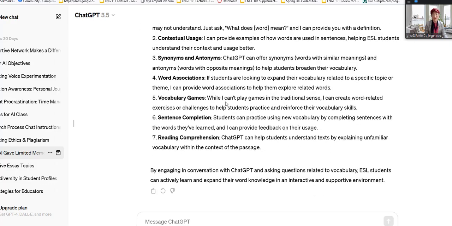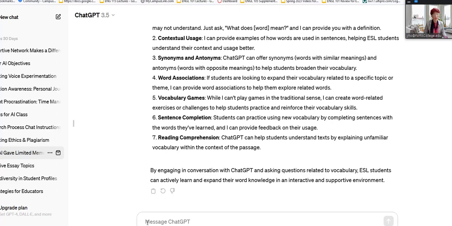Vocabulary games. Here ChatGPT can provide word-related exercises or challenges to help students practice and reinforce their vocabulary skills. Sentence completion. Students can practice using new vocabulary by completing sentences with the words they've learned, and ChatGPT can provide feedback on their usage. Reading comprehension, we're going to cover later.